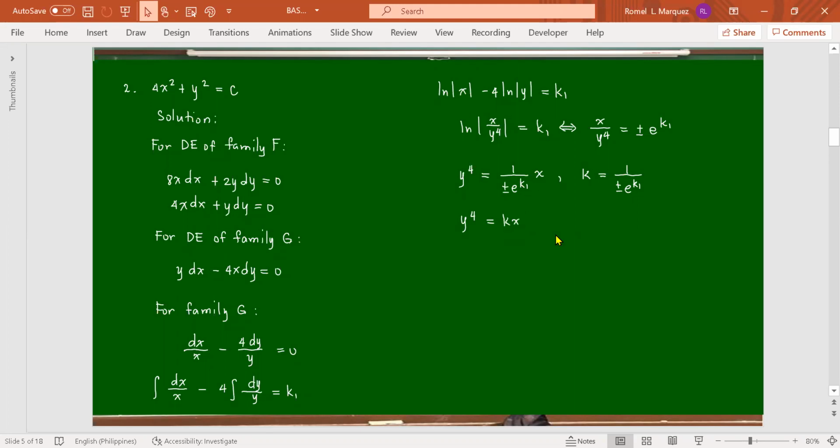So this is the equation of the unknown family, every member of which is an orthogonal trajectory of every member of this given family. Again, this is the equation of the unknown family G.